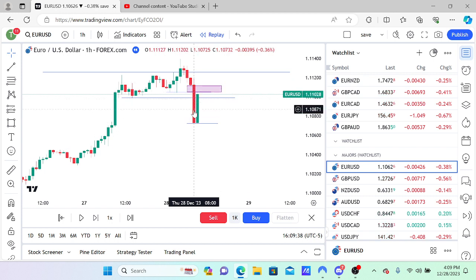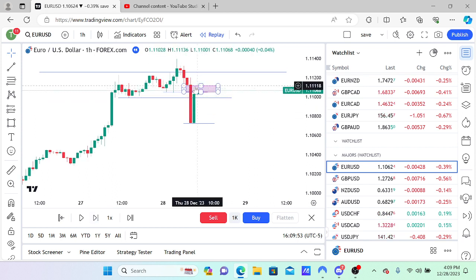Because this push lower right here, it took out external range liquidity. It took out these lows that was outside of the range, aka external, outside the range. It was external range liquidity that this push lower took out. But now it creates this imbalance, aka internal range liquidity. And then you can see it pops up, it rebalances that internal range liquidity next.